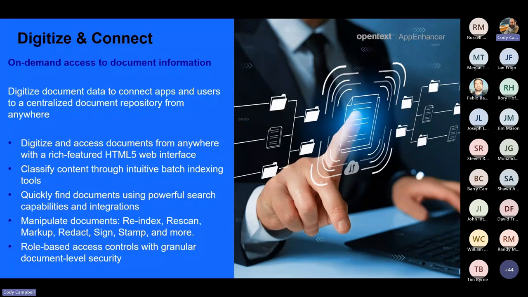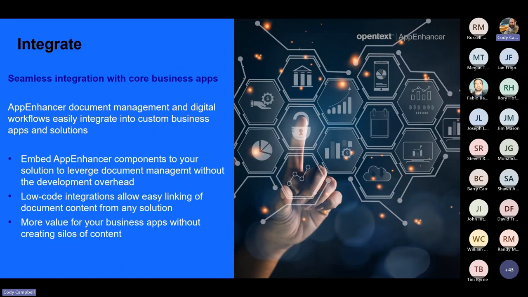That said, it's all about digitizing and connecting your information. So, AppEnhancer brings you an interface to bring documents in and work with them very quickly. You can classify that content with our indexing tools. You can quickly find them with our powerful search engine. You can manipulate them with our viewer, and you can control them with our role-based access. You can integrate this product with multiple products using our APIs, using our HTTP interface, using our connector tooling to embed AppEnhancer components in your solution.